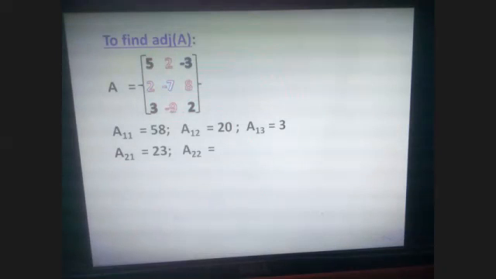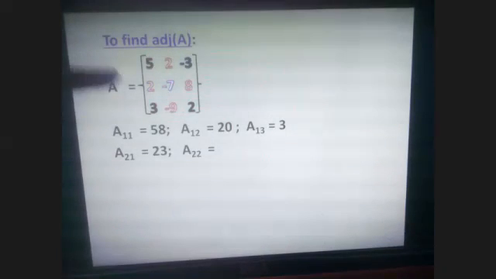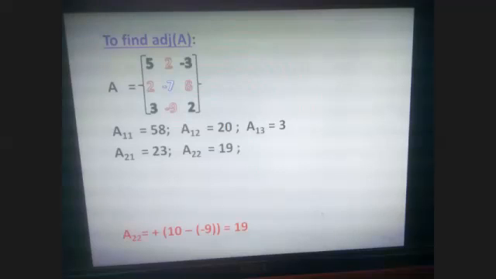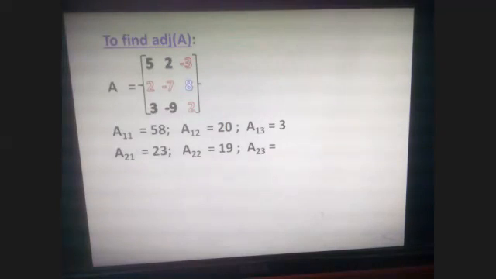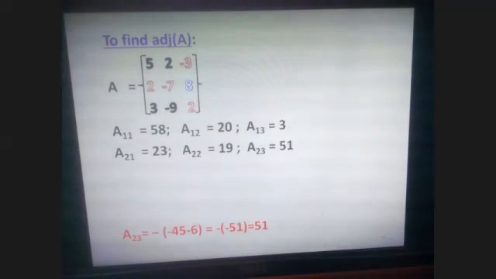A22, you have to be careful about the sign, plus minus plus minus. A22 will be plus of 10 plus 9, that is 19. A23 will be plus minus of minus 40 minus 6, that is minus 45 minus 6, that is minus 51, minus of minus 51, that is 51.